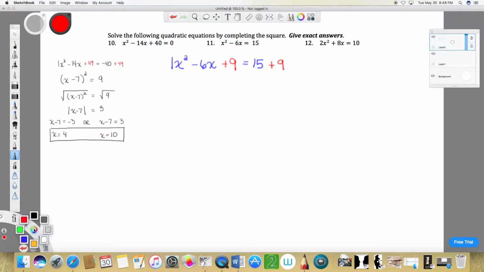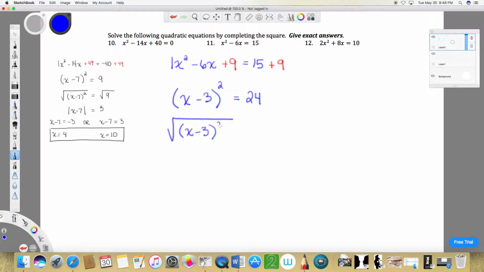By doing that, by having this constant term be a 9, this left-hand side factors to x minus 3 quantity squared. How did I get the negative 3? Well, it was half of negative 6. 15 plus 9 is 24. I need to take the square root of each side, because step by step I'm trying to get the x by itself.